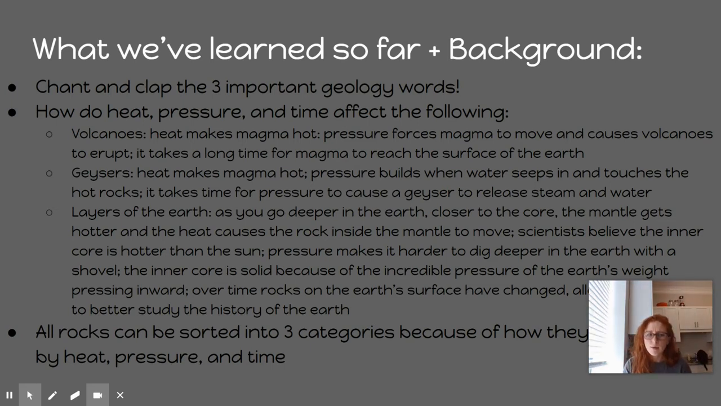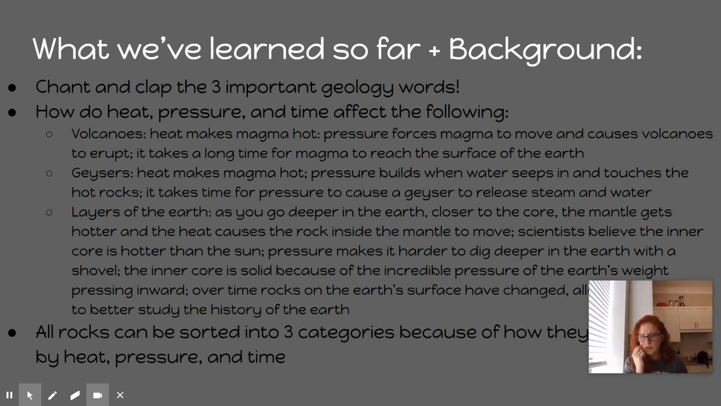All right, how about heat, pressure, and time affecting geysers? What does heat do for geysers? Heat makes the water hot, yeah. What about pressure? Pressure builds when the water seeps in and touches the hot rocks. And what about time? It takes time for that pressure to cause the geyser to release steam and water.